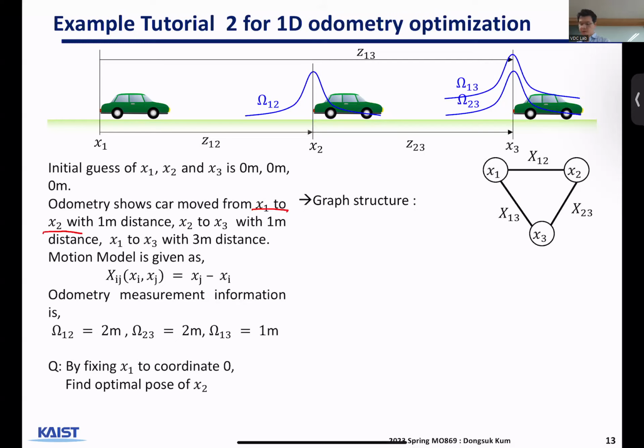X1 to 2 is 1, X2 to 3 is 1, X1 to 3 is 3. Okay, so what does that mean? X1 to 2 is 1, X2 to 3 is 1. So obviously, if we compute X1 to 3, then it should be 2, right? But the measurement says 3.